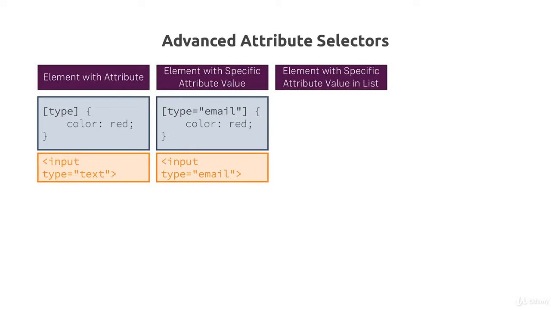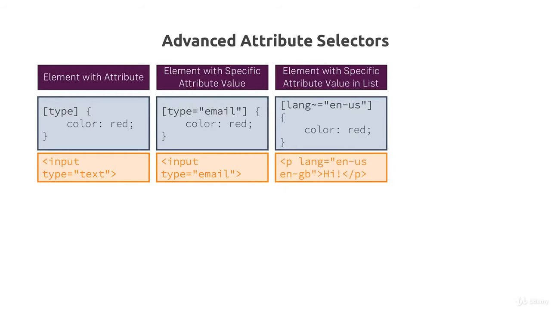We could also say that we want to select an element with a specific attribute value in a list. Now, what do I mean with that? Here's an example. Please notice this tilde sign in front of the equal sign. This is an important part of the syntax. And this would, for example, match a paragraph that has a lang attribute, which actually has more than one value. So in the lang attribute value, we got en-us and en-gb.